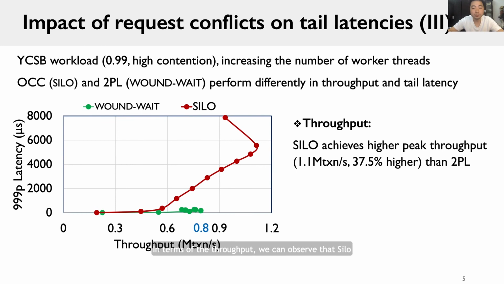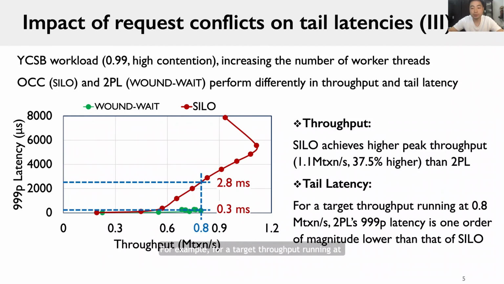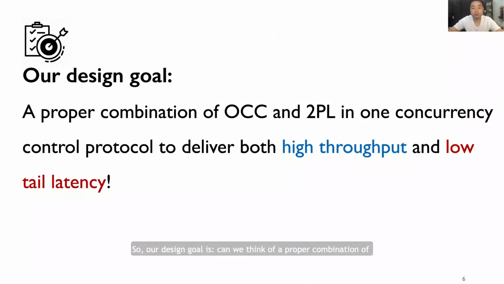In terms of the throughput, we can observe that Silo achieves a peak throughput of 1.1 million transactions per second, which is almost 40% higher than that of wound wait. However, we also notice that wound wait delivers significantly lower tail latency than Silo. For example, for a target throughput running at 0.8 million transactions per second, wound wait's 99.9% latency is one order of magnitude lower. So our design goal is, can we find a proper combination of OCC and 2PL in one concurrency control protocol to deliver both high throughput and low tail latency?